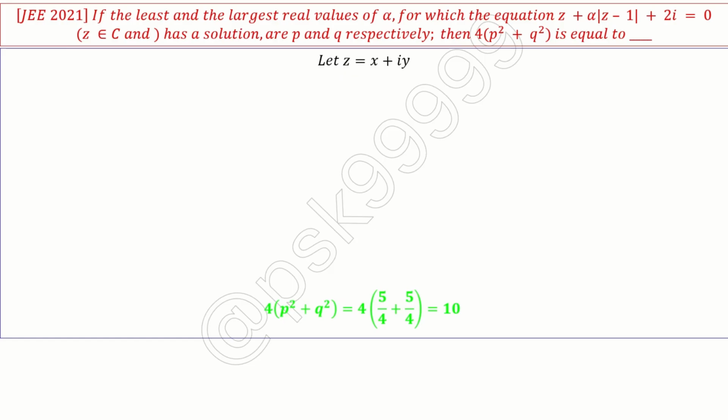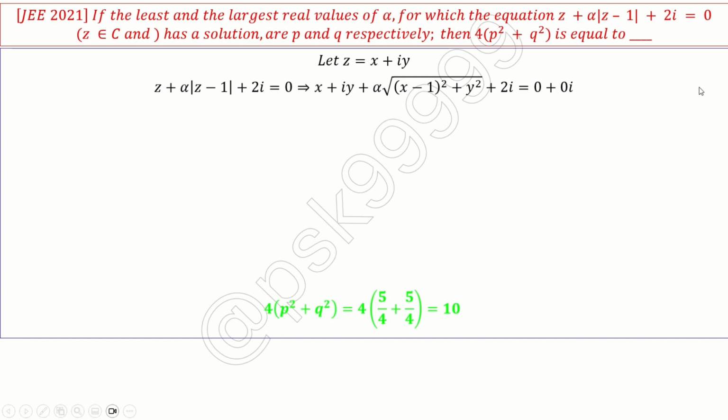Let z equal to x plus iy. Now, what is my z plus alpha times absolute z minus 1 plus 2i? It is x plus iy plus alpha times absolute z minus 1, and absolute z minus 1 is nothing but the distance between z and 1, right? That is nothing but square root of x minus 1 whole square plus y square, plus 2i as it is, which is equal to 0 plus 0i.